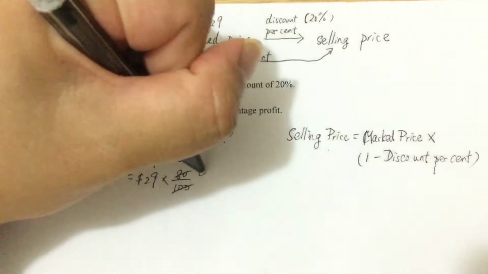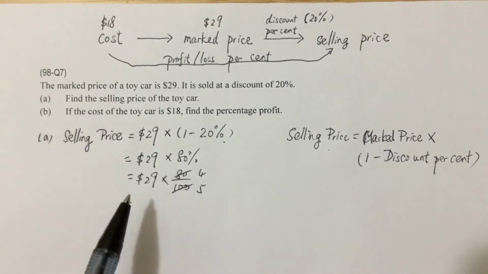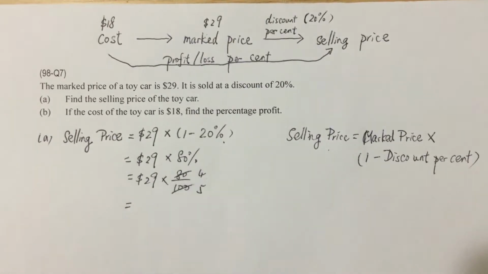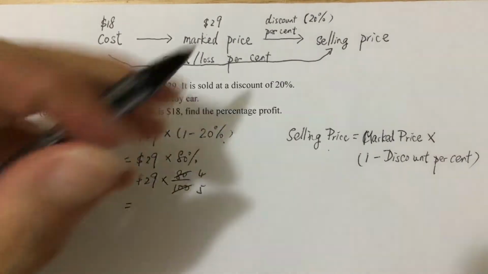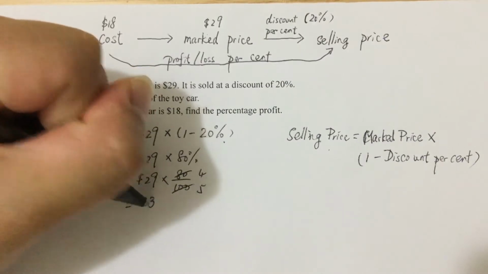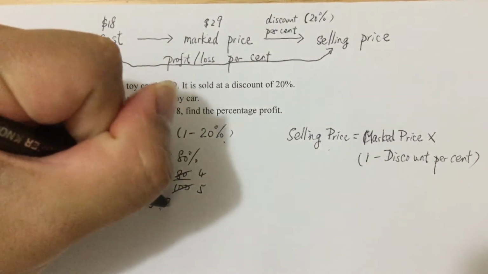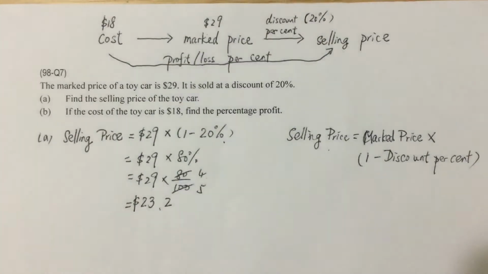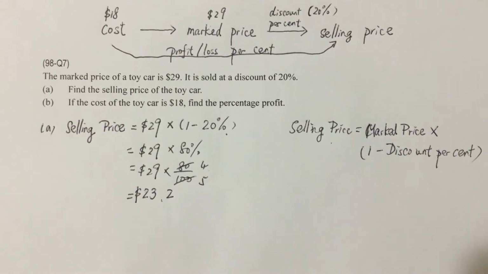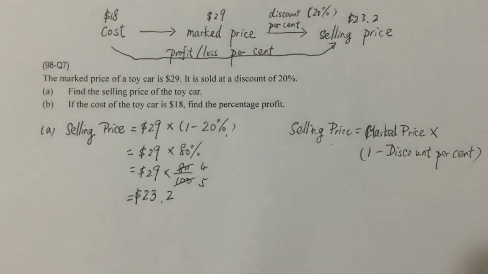This one is a little bit difficult. This is 4, this is 5, so we do not do any other cancellation. So we will multiply together. 9 times 4 is 36, and 2 times 4 is 8, so it is 116. 116 over 5 you will get 23.2. So you will have $23.2 for the selling price. So this is part A. 23.2. Okay, so you got something like this.